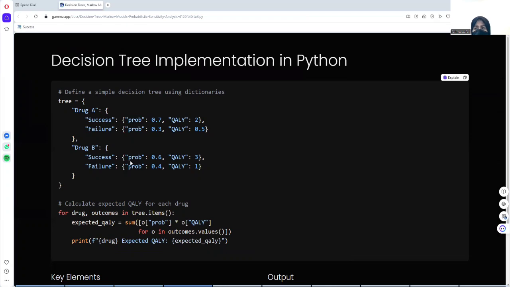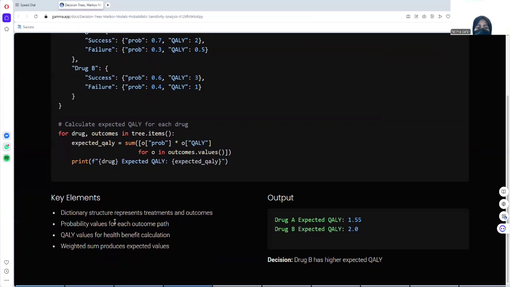After creation of our dictionaries, we have to calculate the expected QALY for each drug. By using that code, we find the expected QALY. So what are our key elements? The dictionary structure represents treatments and outcomes, probability values for each outcome path, QALY values for health benefit calculation, and a weighted sum produces expected values. And what is our outcome here? Drug A expected QALY is 1.55 and drug B is 2. So drug B has higher expected QALY.